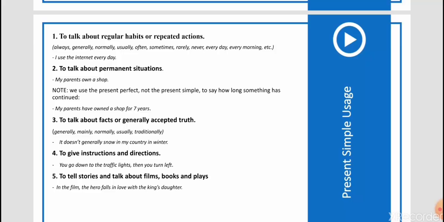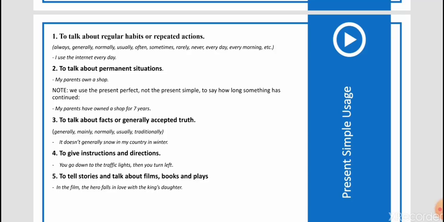Present simple usage. After making the structures and knowing how to form present simple, we should have knowledge about when to use this tense form. We use this tense form first to talk about regular habits or repeated actions. And time frequencies are always, generally, normally, usually, often, sometimes, rarely, never, every day, every morning, and so on.